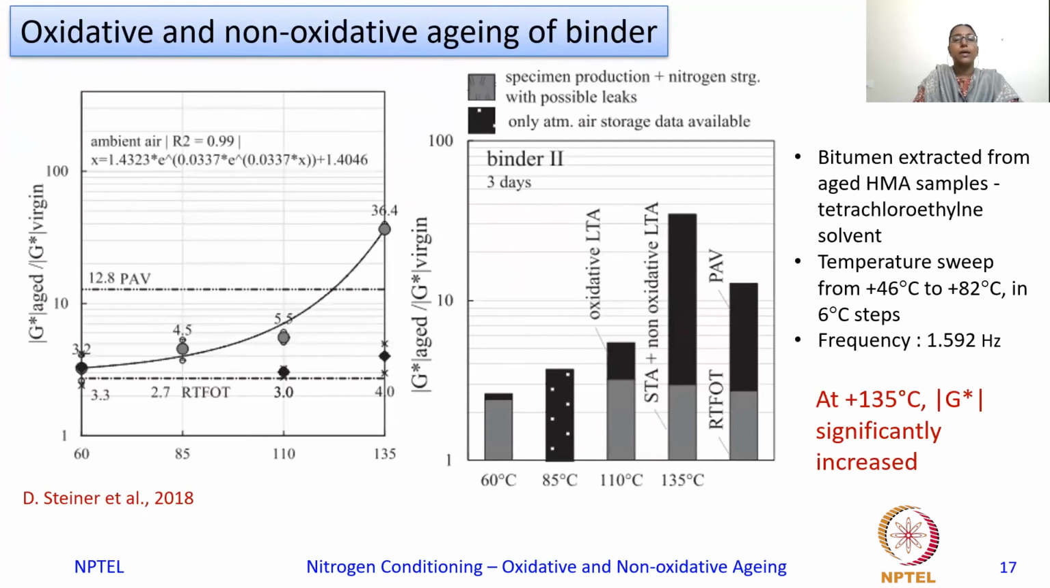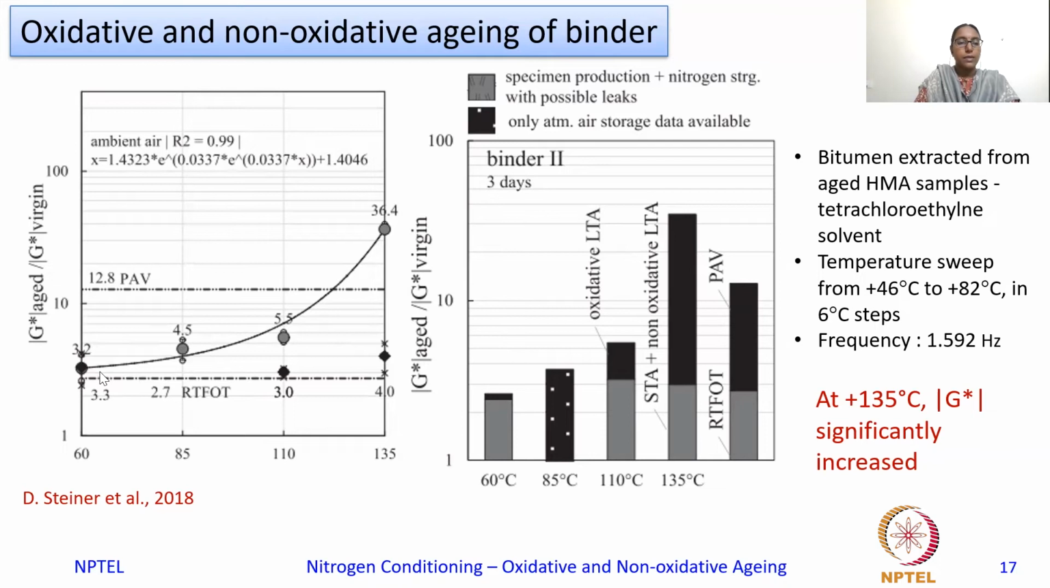Now, in order to understand the behavior of the binder in these mixtures, the binder from the mixtures after aging was later extracted using tetrachloroethylene solvent, and a temperature sweep test was conducted from 46 to 82 degrees Celsius at a frequency of 1.59 Hertz, and the results are shown here. We can see the shear modulus of the aged sample relative to the shear modulus of the virgin sample. The change due to the RTFO as well as the PAV aging from the literature is also shown in the picture.